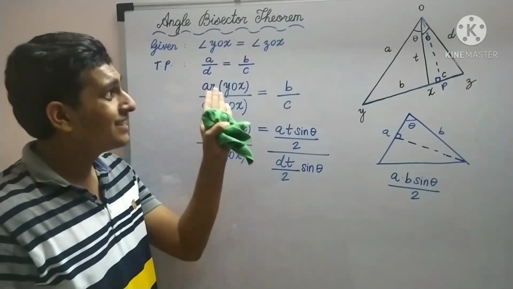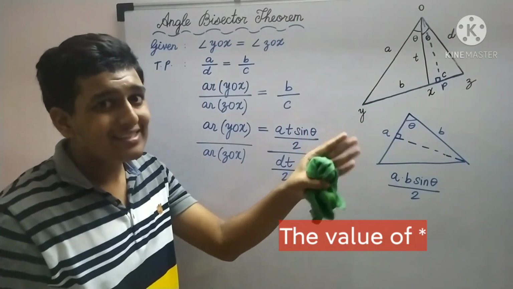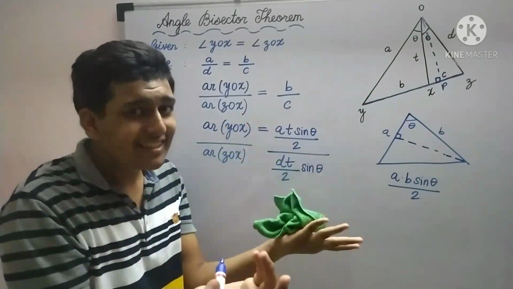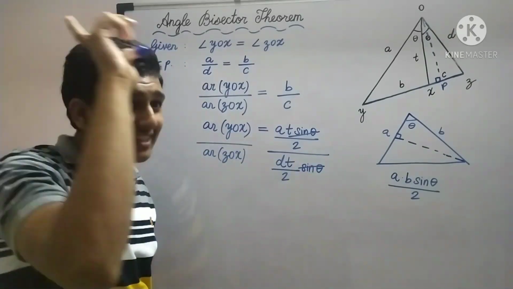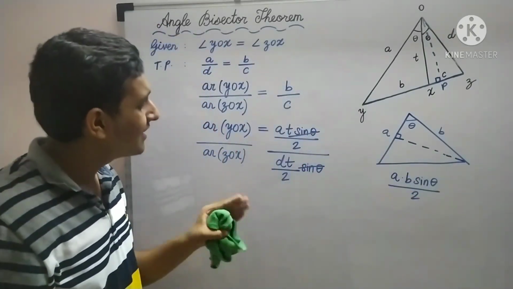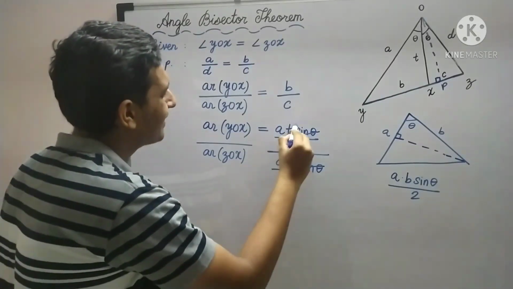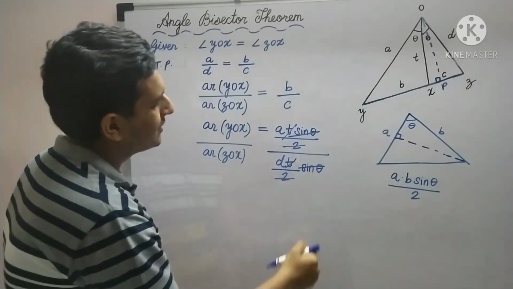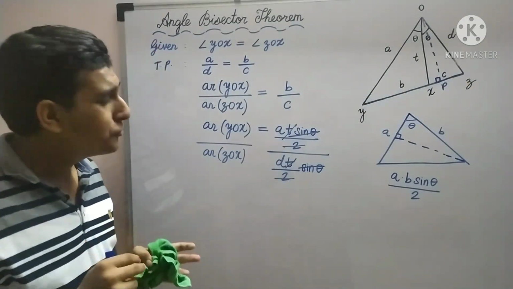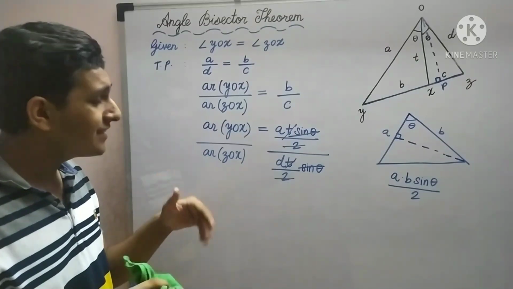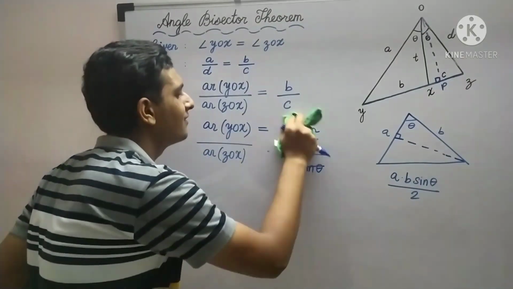So because angle YOX and ZOX is the same, sine theta is the same, we can simply strike it off. Also because T is the common side in these triangles, it will receive the same treatment, just as half receives. Now we deduce that area of YOX upon area of ZOX is simply A by D.